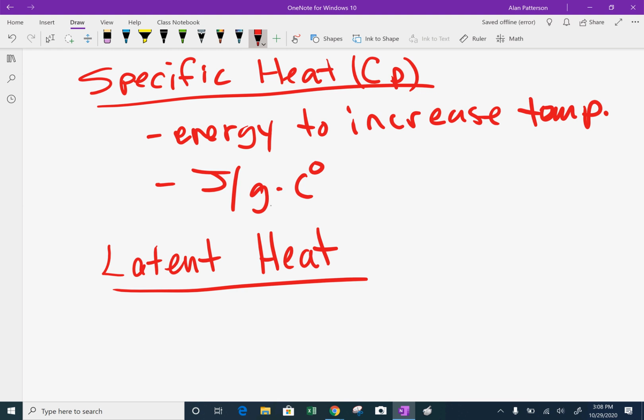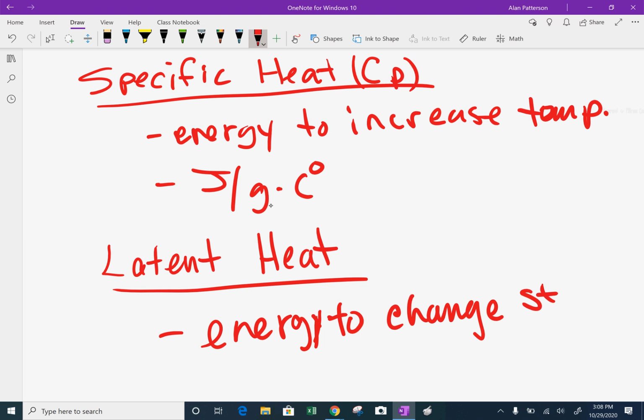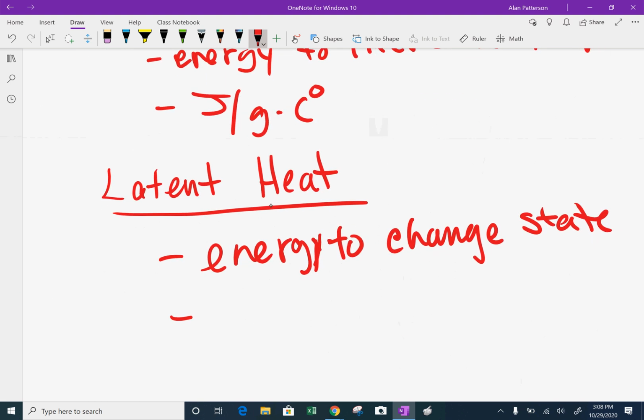All right, latent heat, on the other hand, is the amount of energy to change state. Okay, since the temperature doesn't change, we have to look at something else. It is a description of how much energy in joules it takes per gram of substance just to overcome the intermolecular forces.